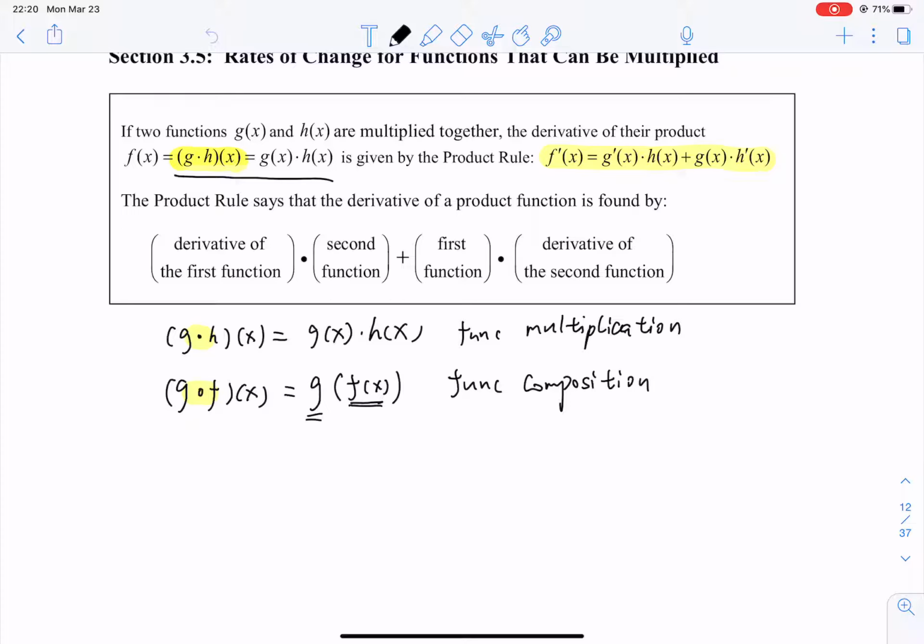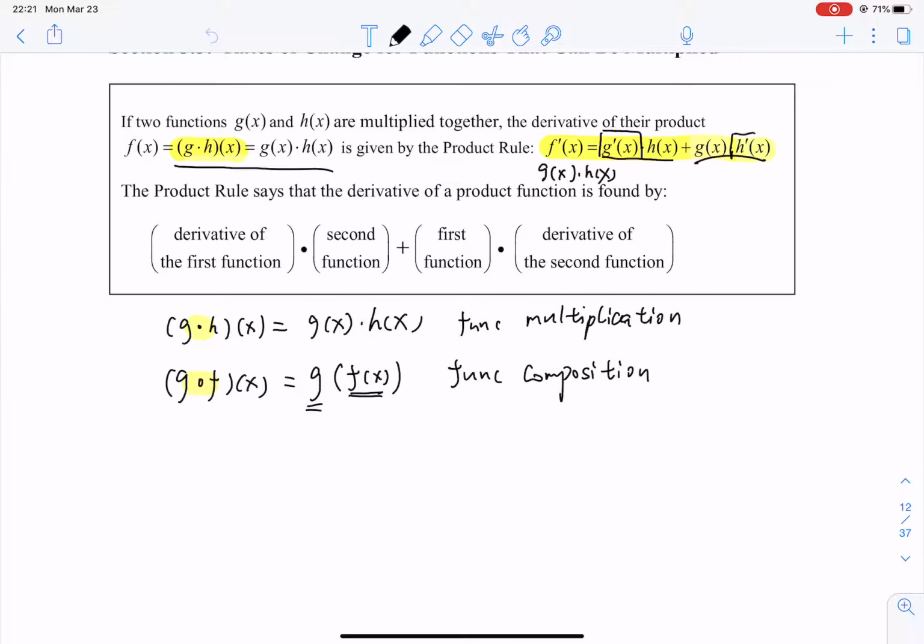We know f of x equals g of x multiplied by h of x. Then the derivative is a summation of two terms, the first term and the second term. Both terms have g of x and h of x, but the difference is that one of them has g prime of x and the other has h prime of x. It is like this in order to make the two terms balanced, so they are equally important.